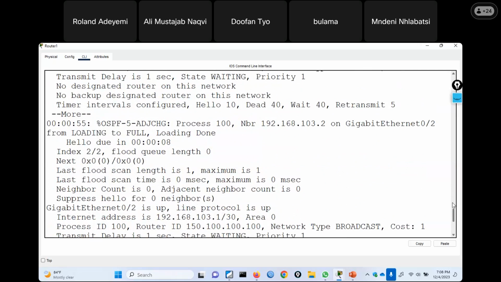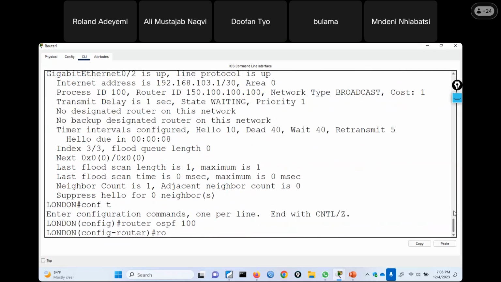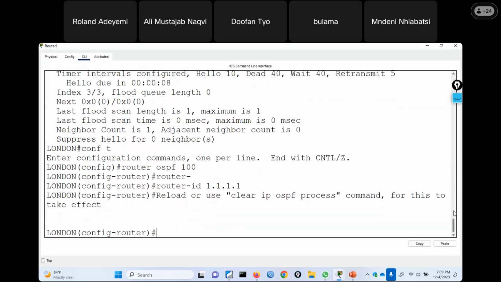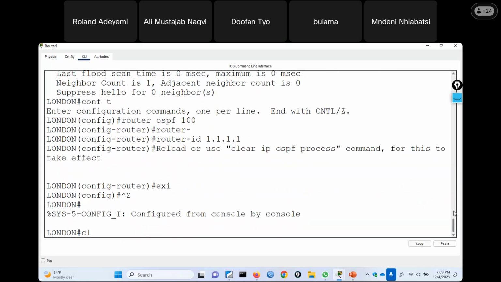Yes, process ID 100. I want to override that. So I'll say router ID. I can just pick 1.1.1.1. Hit enter. It will tell me that this will only take effect if I reload the router or use clear OSPF process. Okay.